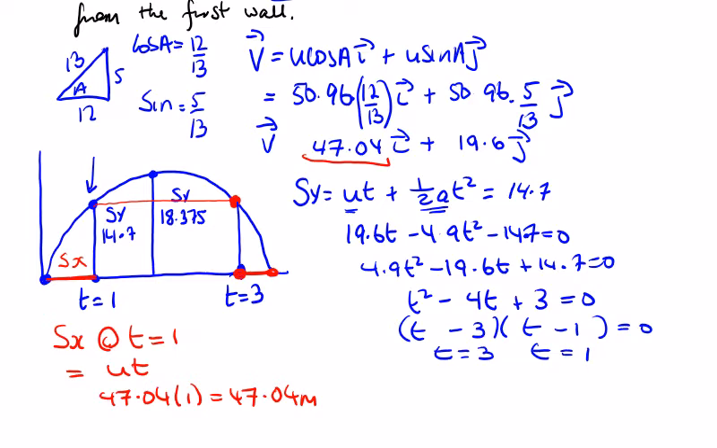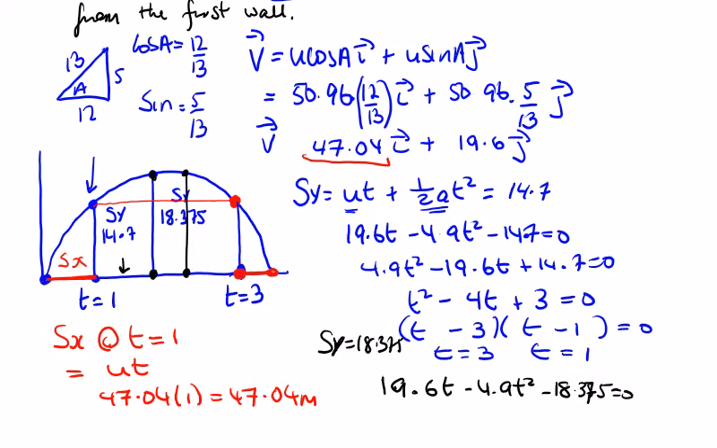Now we're on to the second wall. Let's say it's here and here. This wall is 18.375. So we should be able to get 2 times, which will enable me to get this one here. So we can just let s of y equal 18.375. So 19.6t minus 4.9t squared minus 18.375 equals 0. Just copying this equation here without having to write the whole thing out again.